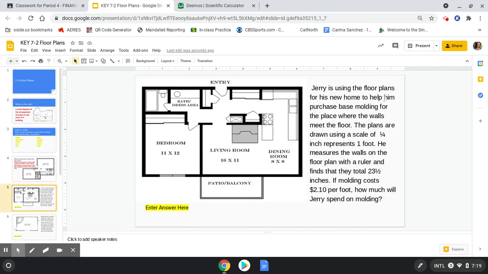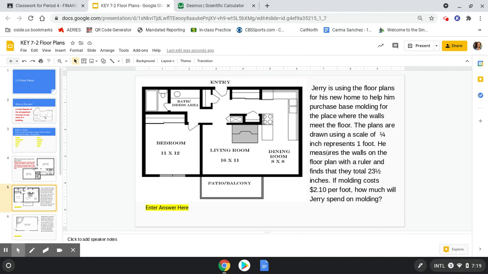Okay, Jerry is using the floor plans for his new home to come up with purchase base molding for the place where the walls meet the floor. So base molding is the stuff on the ground that goes from the floor to the wall. It's usually a little piece of wood that edges the whole floor. The plans are drawn using a scale of 1/4 of an inch. He measures the walls on the floor plan with a ruler and finds that they total 23.5 inches. If the molding costs $210 per foot, how much is Jerry spending on molding?